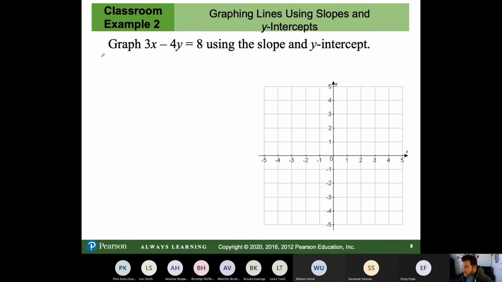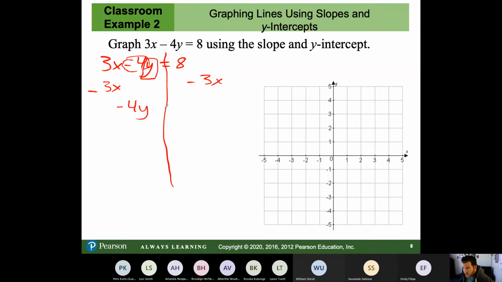Okay, 3x minus 4y is equal to 8. Solving for y, right? I'm going to draw my gigantic line. Subtract 3x from both sides. Remember, don't forget this negative here. Okay, so you have negative 4y is going to equal negative 3x plus, oh, sorry, I did that wrong. 8 minus 3x, right? Don't like this -4 here at all.